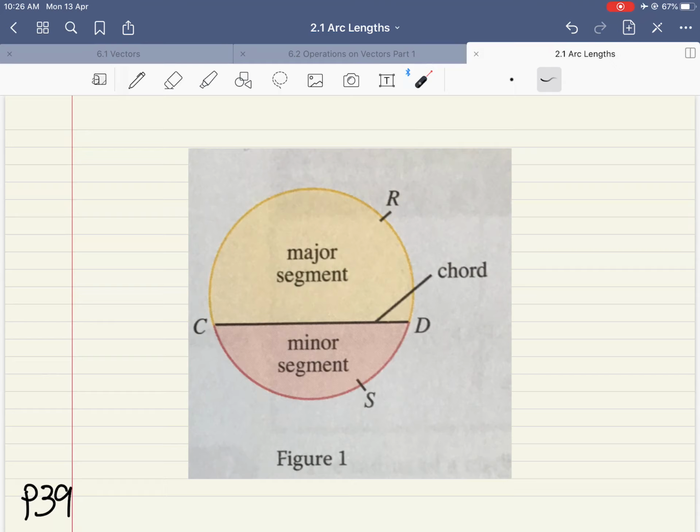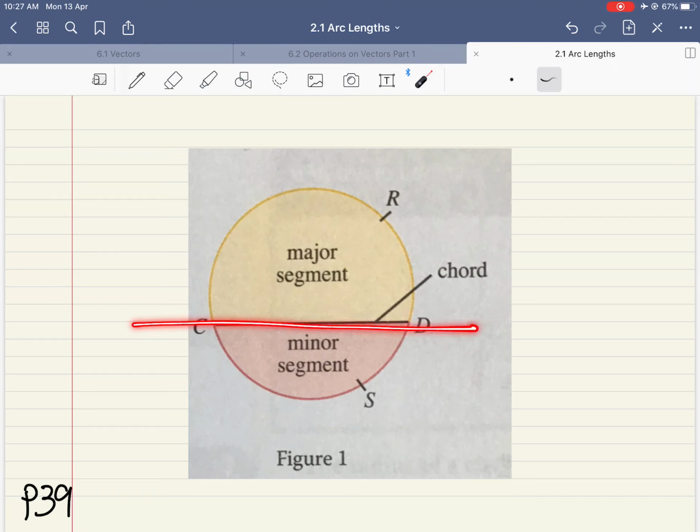Now we need to learn a few different terms. Given in figure 1 on page 39, just imagine there's a circle. For the circle, first and foremost, if we draw a line across like this, line CD will be known as a chord. With this line, notice that it divides into two areas. There's a bigger area here and a smaller area here. How we term this is by the word segment. So major segment, minor segment.